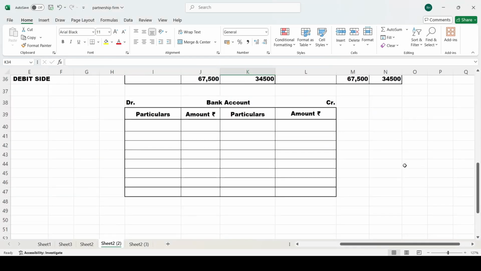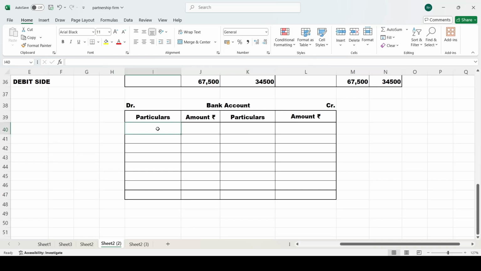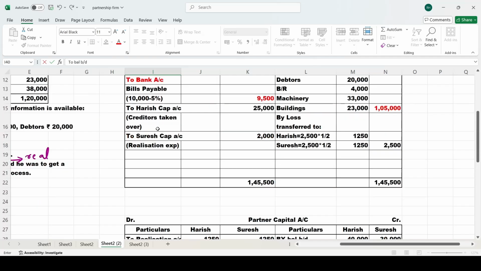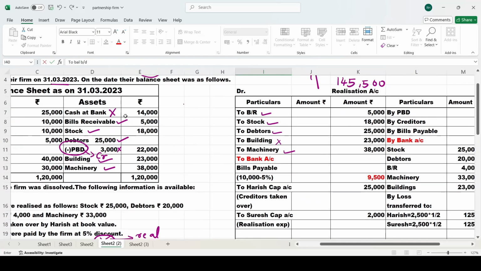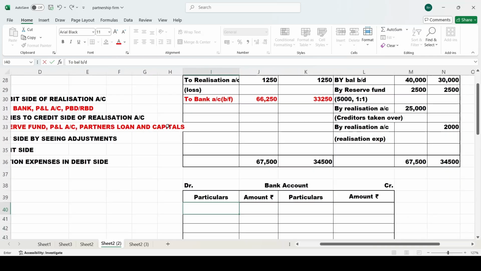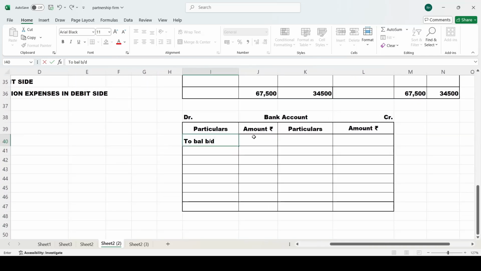Okay, now come here to the bank account. First we will record the balance brought down, to balance b/d. This will be given in your balance sheet, that is, cash at bank. How much is the amount? 14,000. We'll take that 14,000 here.